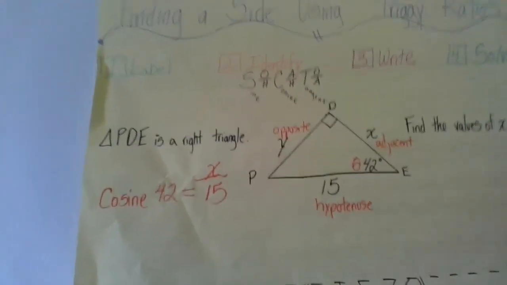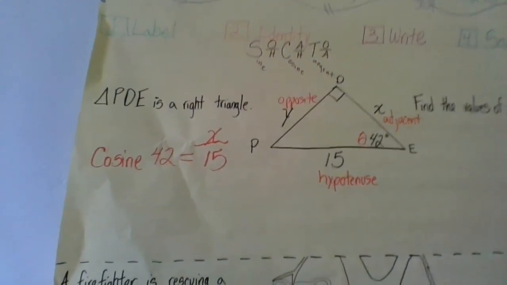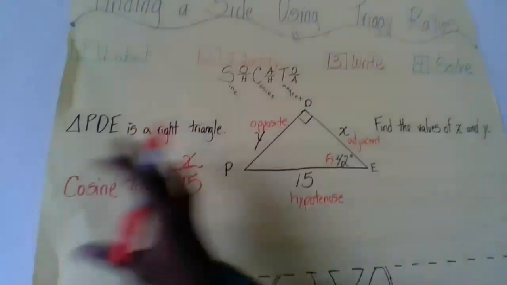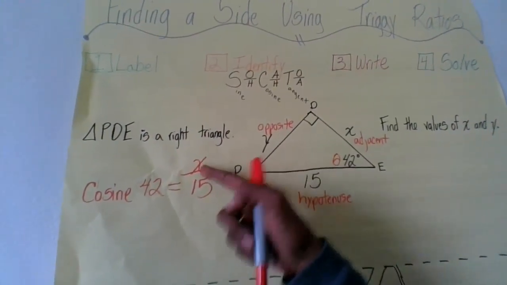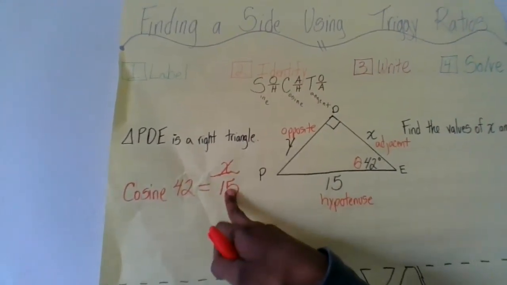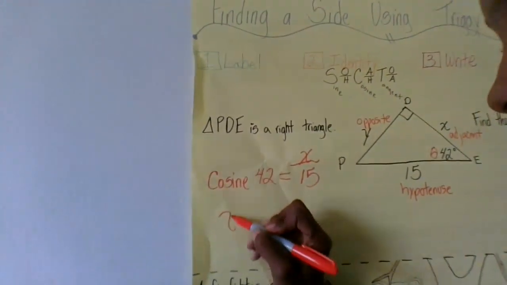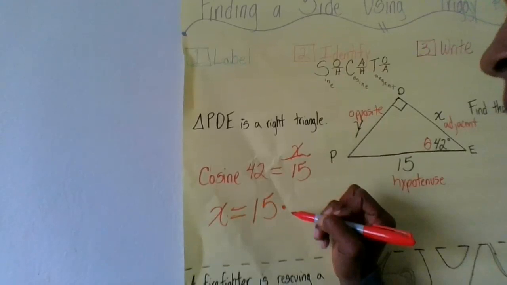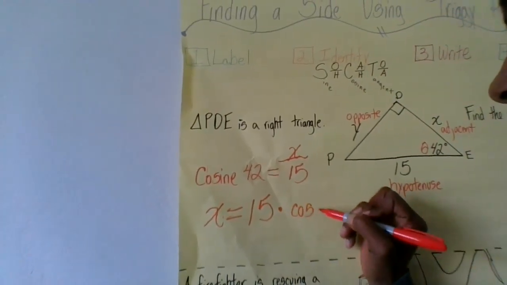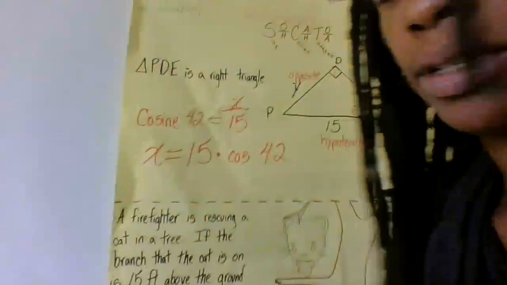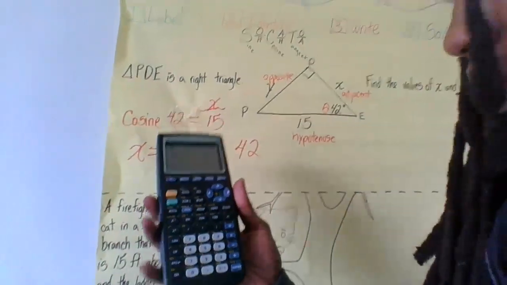Now, from that Get Triggy With It video, I noticed a nice little helpful hint. They said when you set up these equations and your x is up high, you multiply. So you're going to multiply the trig function by what's in the denominator. 15 times cosine 42. So once we put that in the calculator, let me get my handy dandy calculator. This is my original calculator that I used when I was in college.